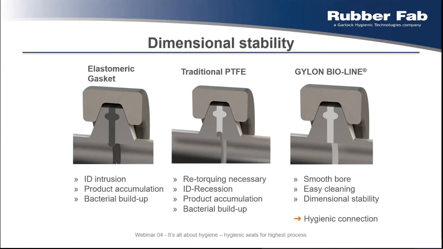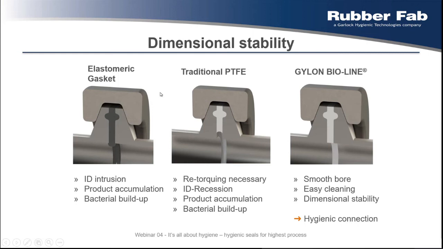Also, we have discussed gasket intrusion. So we have also tested the dimensional stability of GYLON Bio Line products, and we have also tested other products. We saw that GYLON Bio Line provides the best results in terms of dimensional stability, meaning the gasket does not intrude into the system. We have a smooth bore connection, which prevents dead spaces because of intrusion or recess, no risk for product accumulation, and ultimately no risk for bacterial buildup.